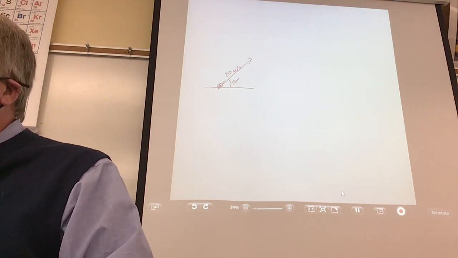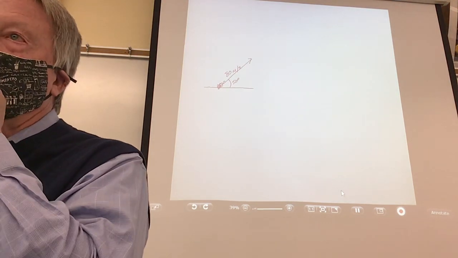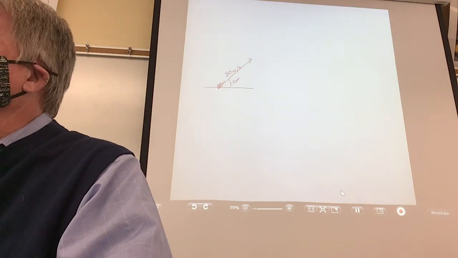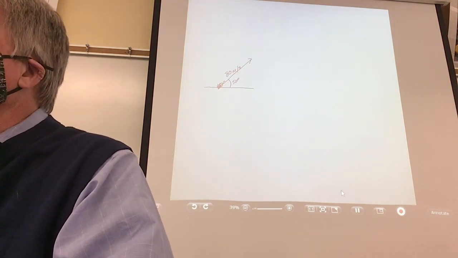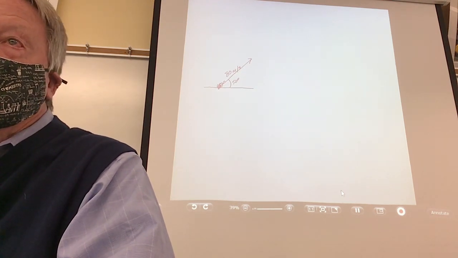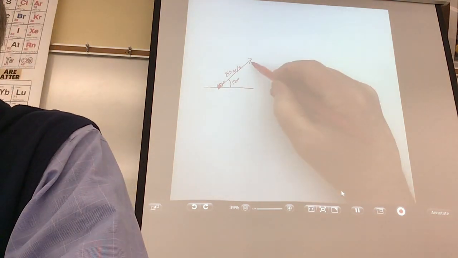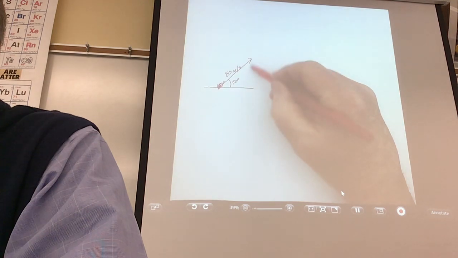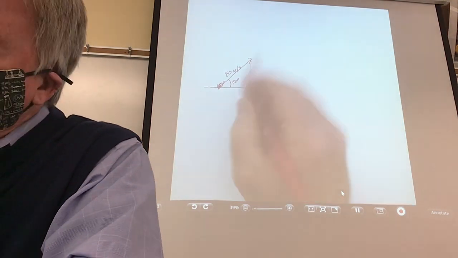All right. Now, the lesson you were supposed to learn from the homework is that every vector can be resolved into a vertical and horizontal component. Is that correct? So what we're going to do is, if you have your ruler, let's make sure that line's like that. And here we go.